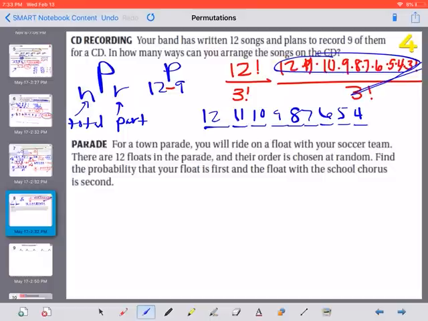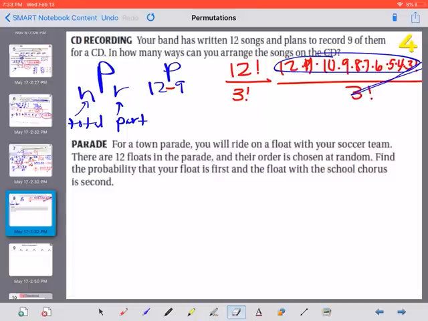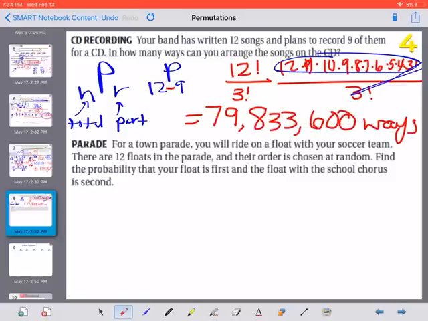So this is a big, big, big number. We need to multiply these so we can get our answer. 12 times 11 times 10 times 9 times 8 times 7 times 6 times 5 times 4, and that is it. Our answer is there are 79,833,600 different ways we could order the songs for our CD. That is crazy, you guys. Huge number. There's so many choices.